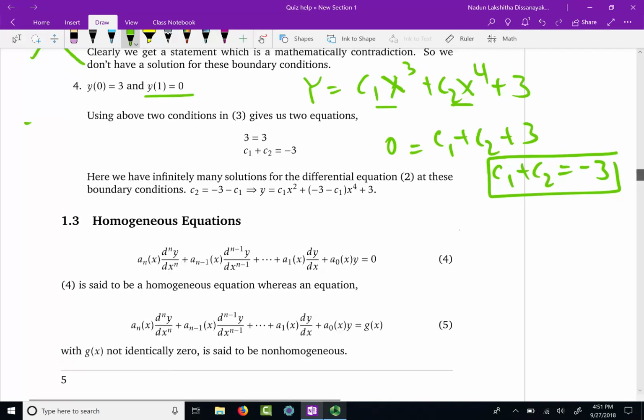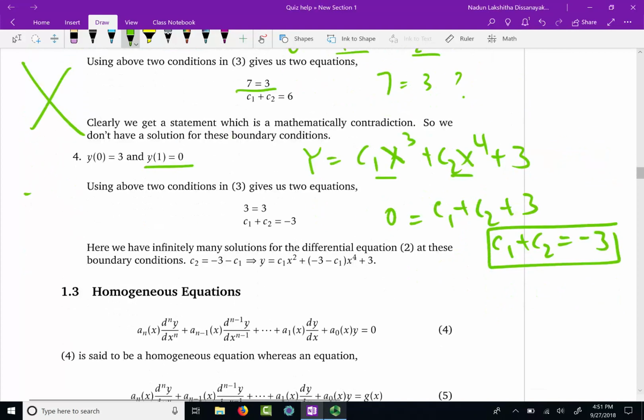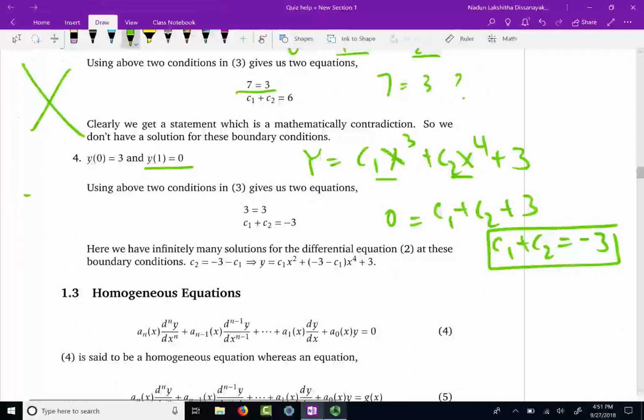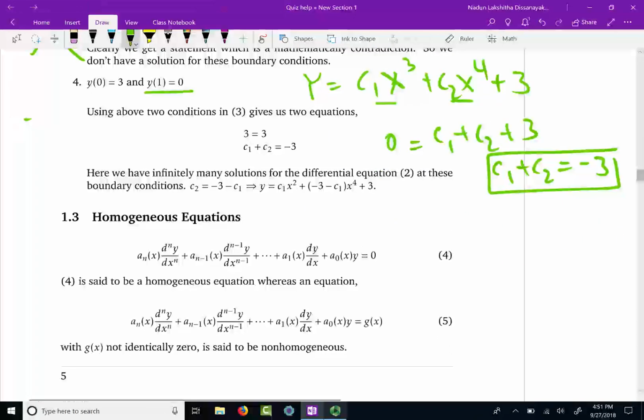So that's good. It was not like the first condition in the previous problem, where 7 was equal to 3. That's wrong mathematically, so we stopped there and said we have no solution. But here, the first condition gave us 3 equals 3, which is mathematically correct. Then using the second condition, we get c1 plus c2 is equal to negative 3. Can we find c1 and c2? No. But at least we know one thing. What is it? c1 is negative 3 minus c2.